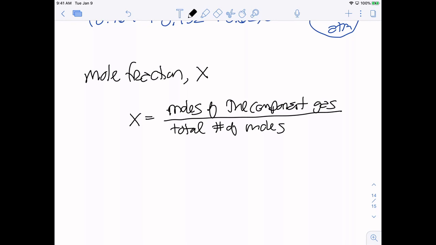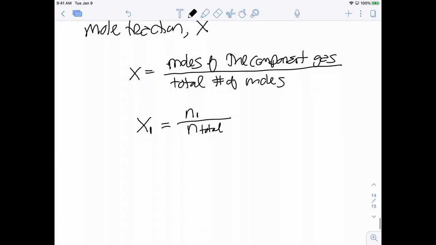of. We could write it X1, saying we're talking about gas number 1, and then N is what we're using to represent moles in this chapter, right? N1, so the number of moles of that gas divided by N total. So mole fraction, what part is literally that, right? It's the mole fraction. It doesn't have units because it's moles over moles. It's literally just a number less than 1. So moles of our component gas on top, total moles on the bottom.